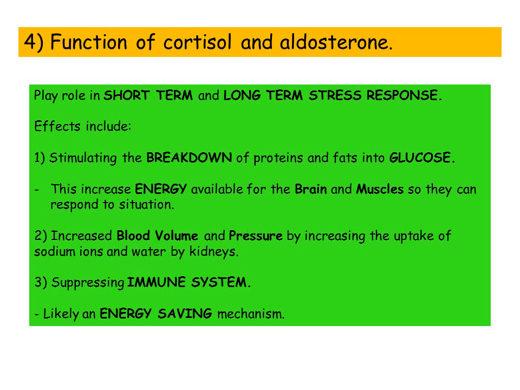And finally, the function of cortisol and aldosterone. So these play a role in short-term and long-term stress response. So firstly, stimulating the breakdown of proteins and fat into glucose. This increases the energy available for the brain and the muscles so they can respond to the situation. So this is gluconeogenesis.